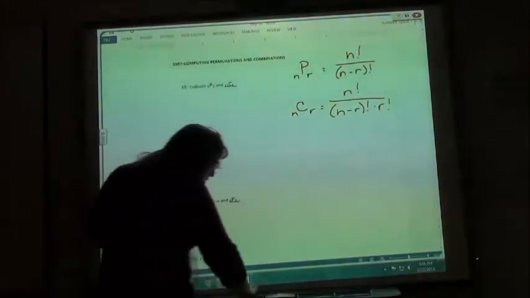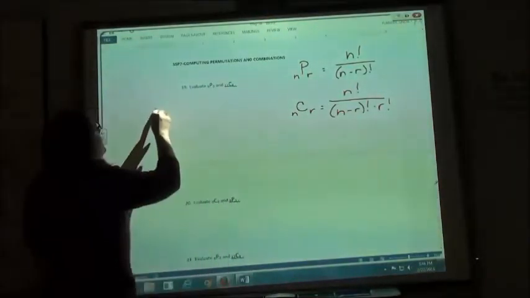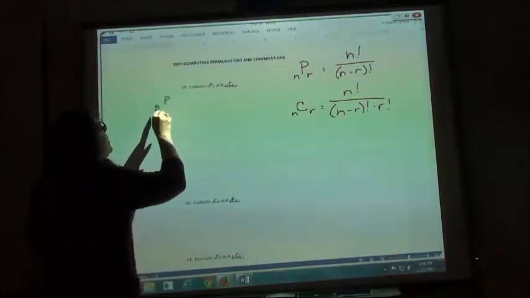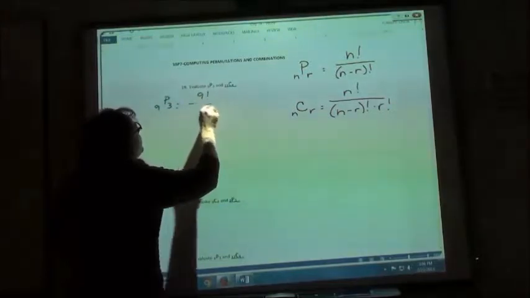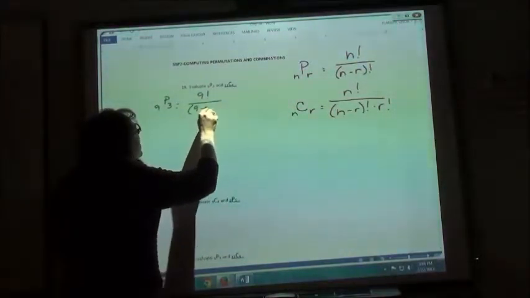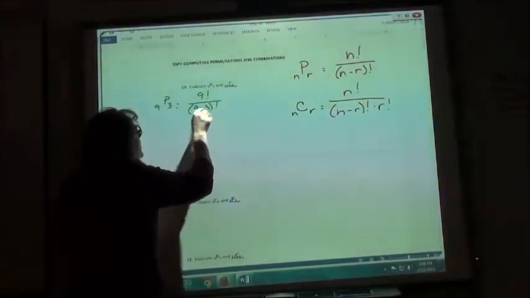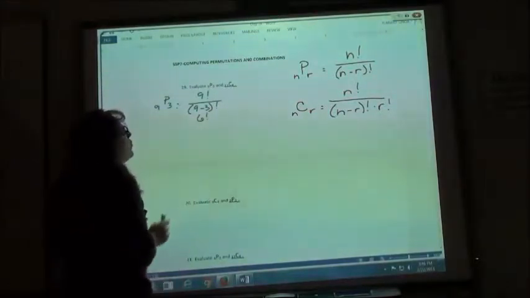So if I am going to evaluate the permutation of 9 things taken 3 at a time, I'm going to do 9 factorial over 9 minus 3 factorial. 9 minus 3 would give me 6 factorial.